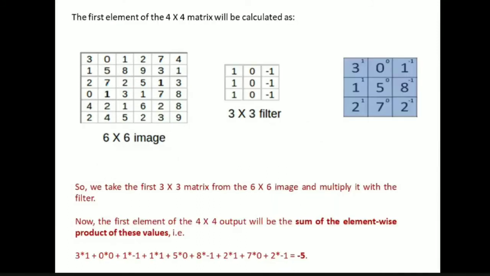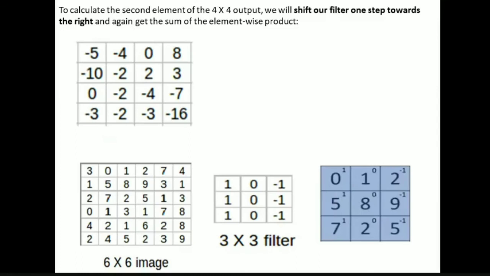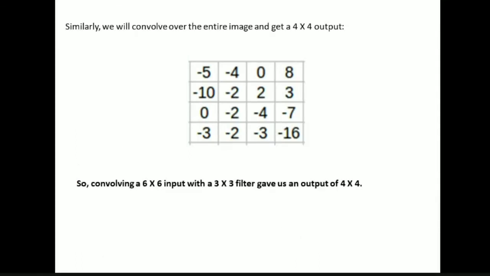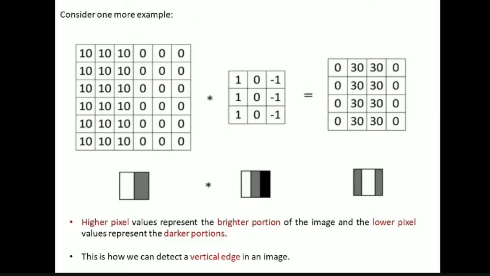Tell me how the second value comes. Okay, so 0 1 2, 5 8 9, 7 2 5. So for that we'll take the second element. If we want the third element, 1 2 7 8 9 3 2 5 1. Exactly. So this is how we are going to get the values of the 4 by 4 element finally. So finally, convolving a 6 by 6 input image with a 3 by 3 filter now gave us an output of 4 by 4. Okay, so now let us consider another example.